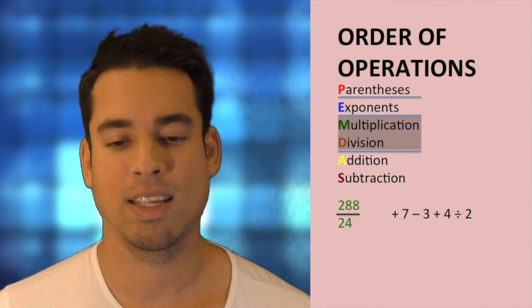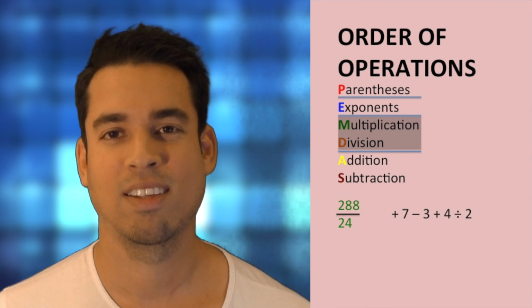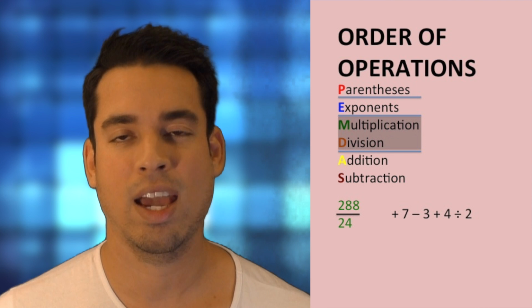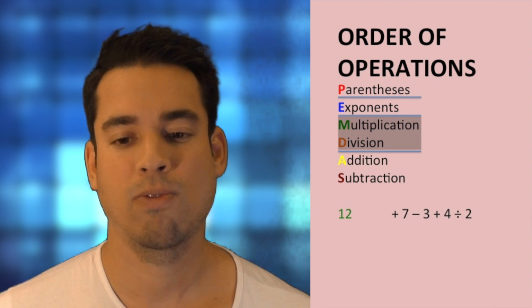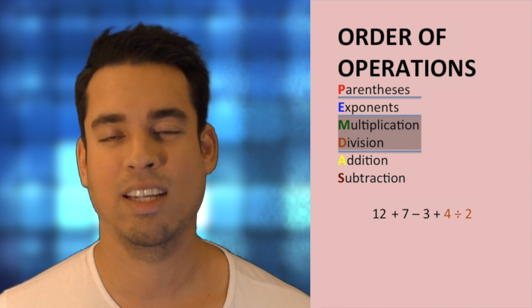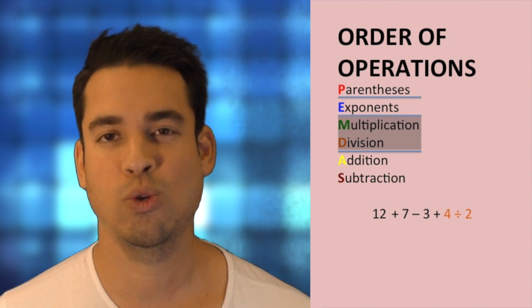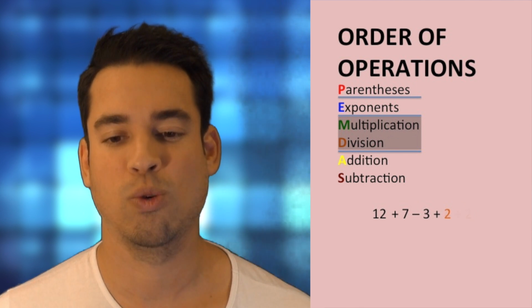So now we've got, and that fraction is a division problem, because all fractions are, of course, division problems. So let's go ahead and tackle that, and we get 12. So now if we're going from left to right, our next division problem is all the way at the end. We've got 4 divided by 2. Let's take care of that. 4 divided by 2 is, of course, 2.